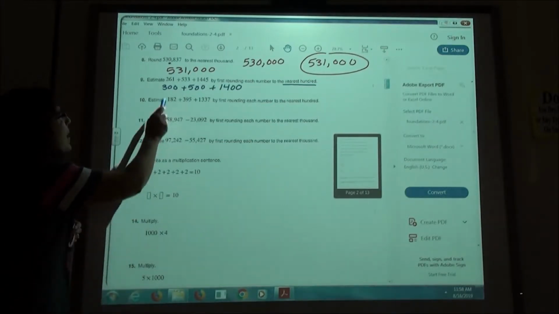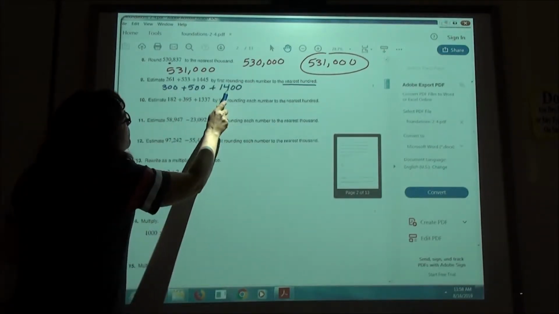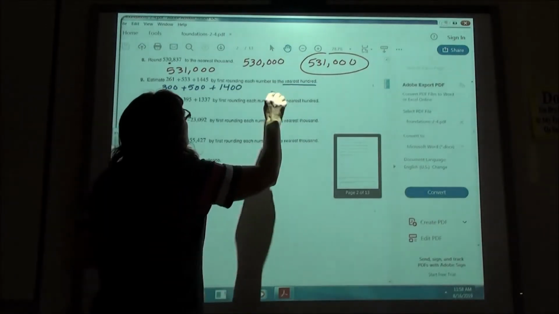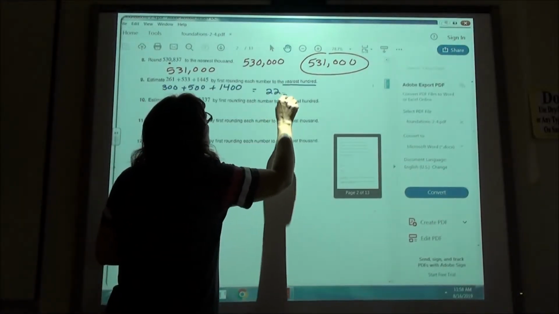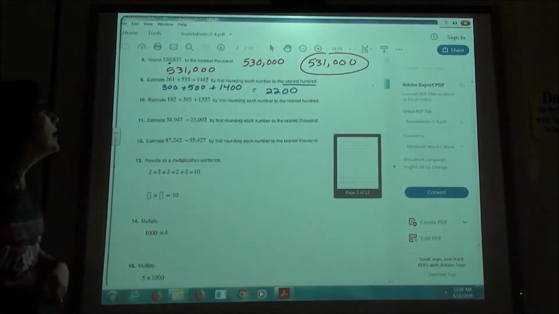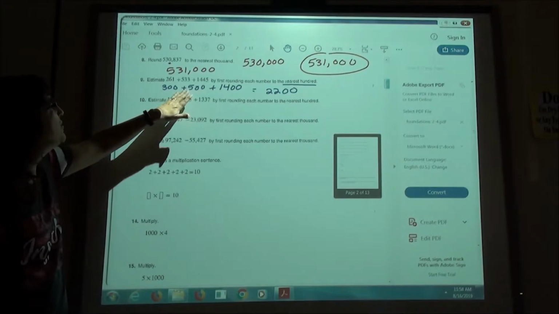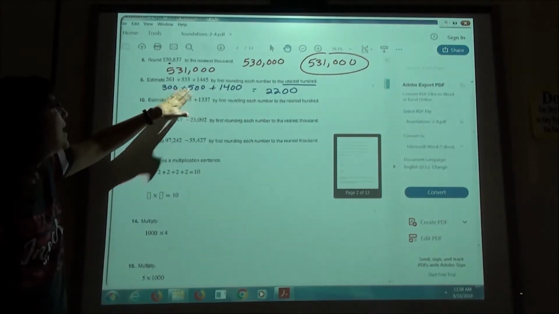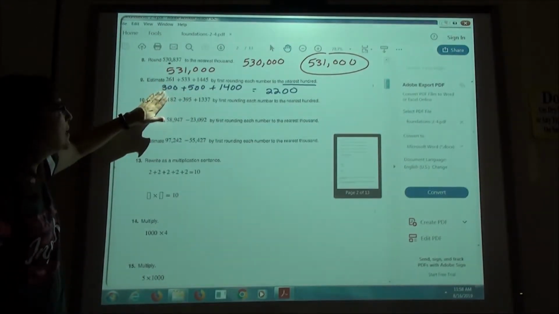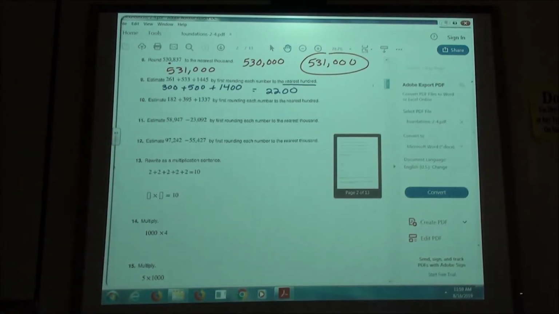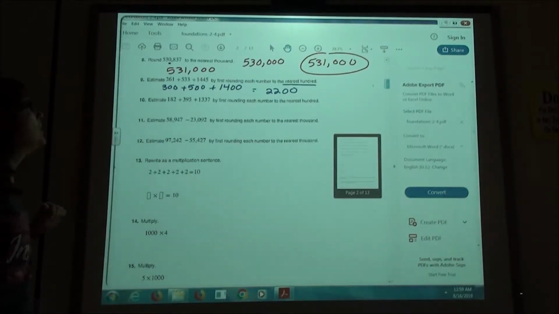So I'm going to add my 3 plus my 5 plus my 14, which would give me 2,200. So when I added that, I did the 14 first since it was bigger. 14 plus 5 is 19, and then 19 plus 3 would give me 22. And so I get 2,200 is what I get when I estimate by rounding to the nearest hundred.